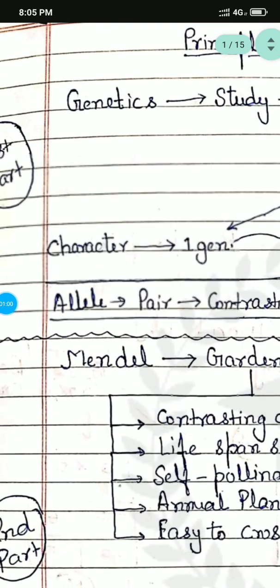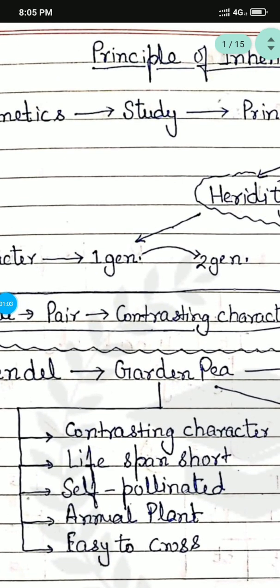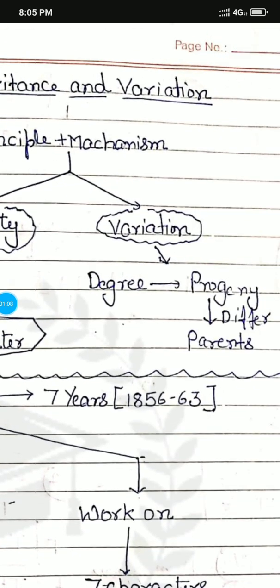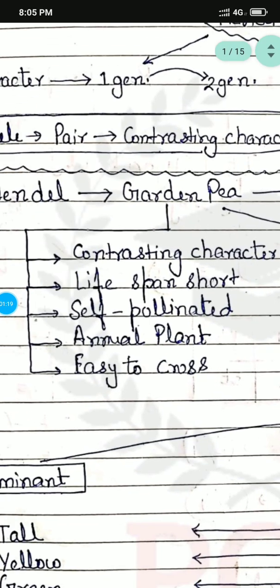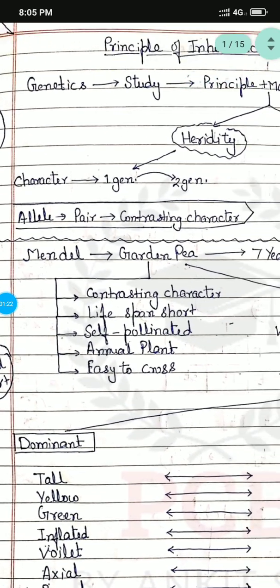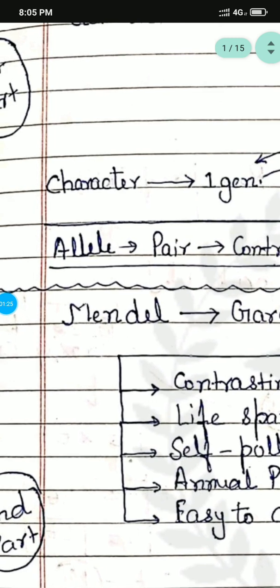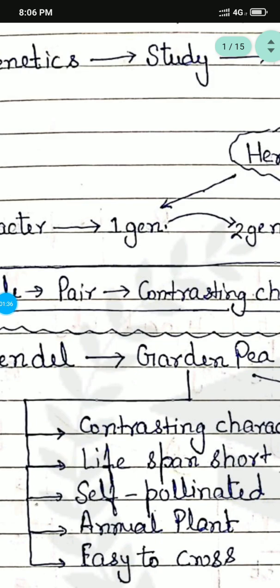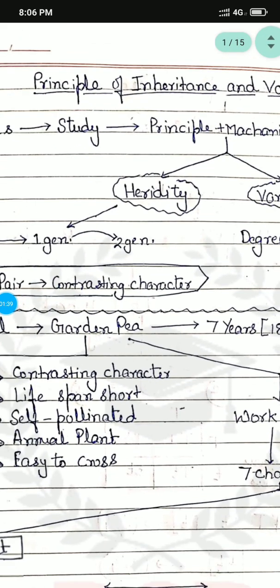Heredity is the character which is transferred from one generation to another generation. And variation is the degree to which the progeny differ from the parents, how the next generation is different from the parental generation. But before that, you have to understand that alleles are really important to generate this type of variation. Alleles are in pairs, and these are contrasting characters.